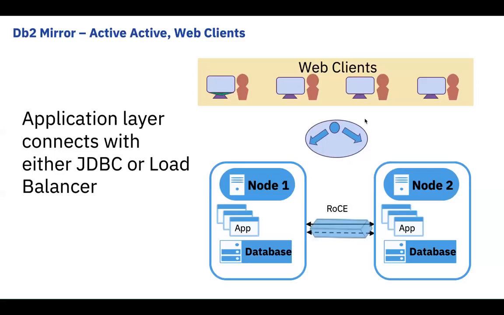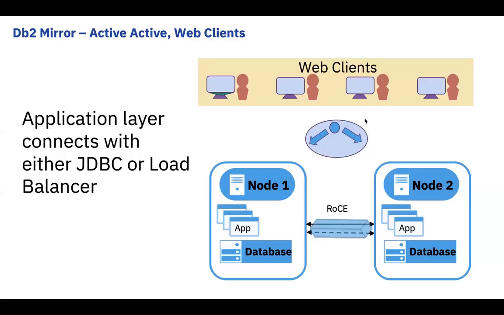That's a very easy way to get traffic going to both nodes. Another way would be to use a JDBC connection from the application layer. In fact, from IBM i's perspective, we have the JTOpen product for our JDBC implementation, and we've enhanced that to support connection pooling. What connection pooling does is you have an IP address for each of the nodes, and you put that into the pool.